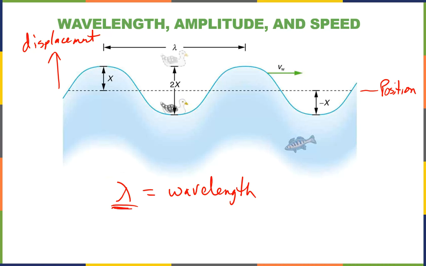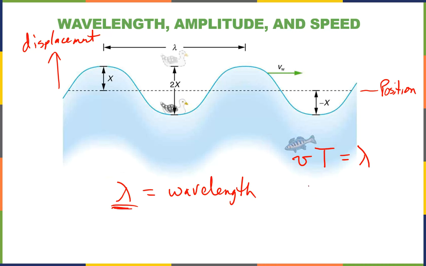Now, if the wave is traveling at some speed v, what would we call the time that it takes for it to repeat? Time it takes to repeat is the period. And so if I take the wave speed and multiply it by the time to repeat, what should I have? I should have the distance for it to repeat, right? But what do we call the distance for it to repeat? The wavelength. The wavelength is the distance for it to repeat.